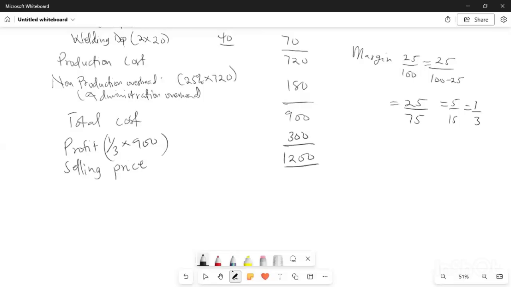So you can see that when you calculate the margin, which was given to us in the question, it said our profit is 25% of our selling price, which is 1,200. You get 300, which is your profit. So that is all for job costing.